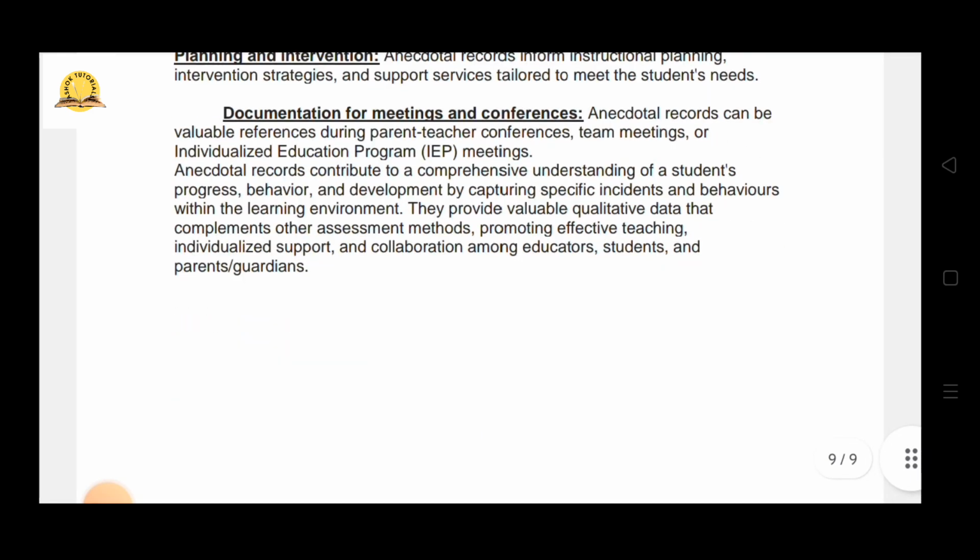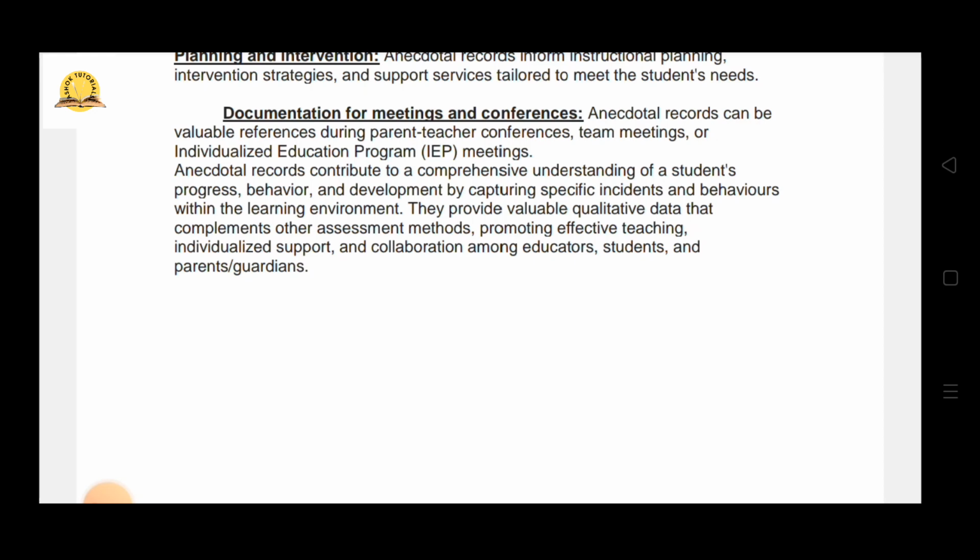Documentation for meetings and conferences. Anecdotal records can be valuable references during parent-teacher conferences, team meetings, or individualized education program meetings. We can take out anecdotal records when we are having a teacher-parent meeting, and tell them about the shortcomings, the progress, and the areas of improvement the child has, and how the family background needs to be improved. So what suggestions and advice can we give to the parents, so that as responsible parents they take care of it. This is what we can do.